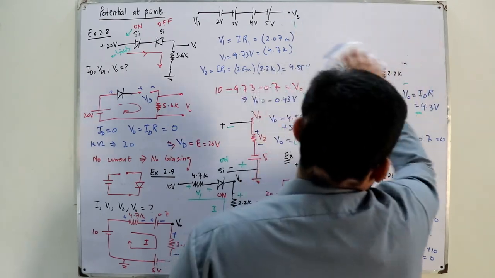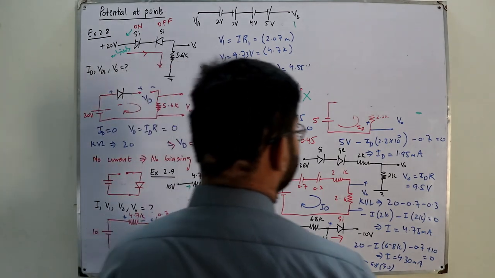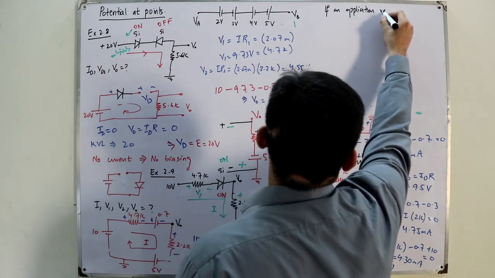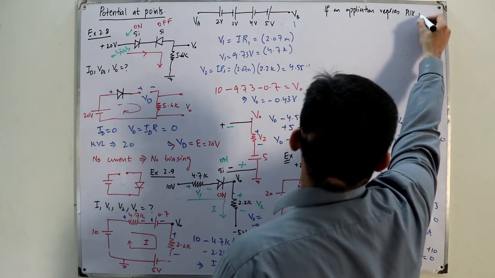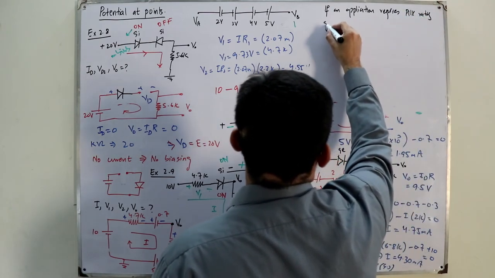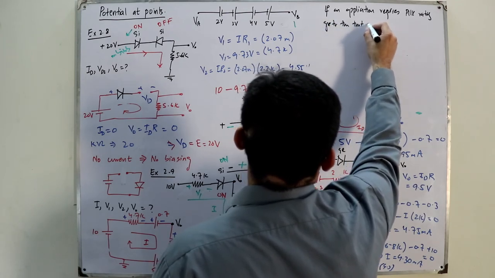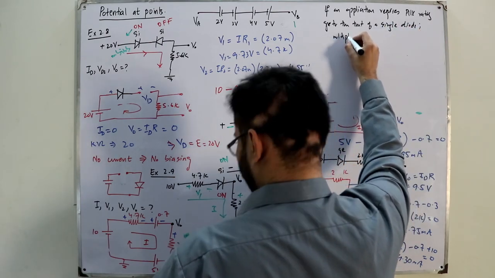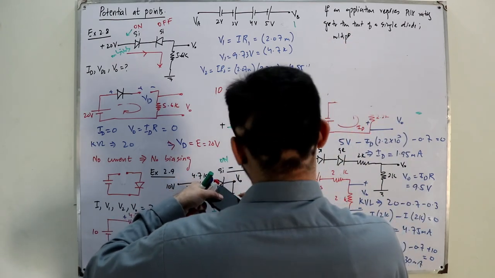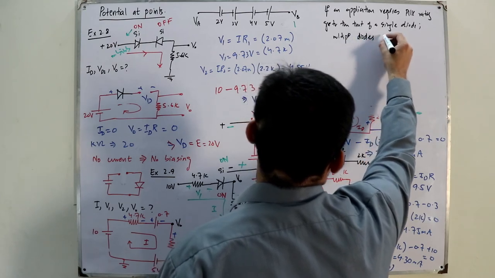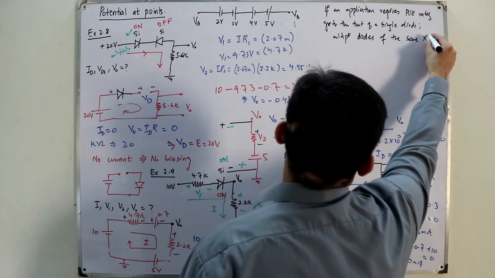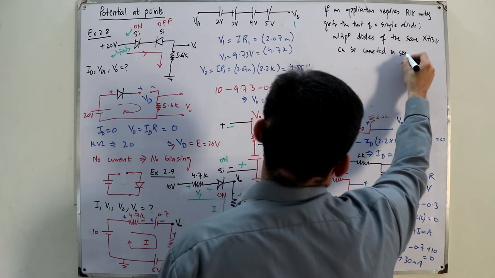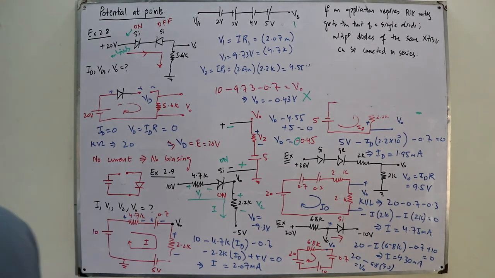I would write it down. The book has written nothing more to go into greater detail. If an application requires a PIV rating greater than that of a single diode, what can you do? Multiple diodes of the same characteristics can be connected in series. Excuse the writing.